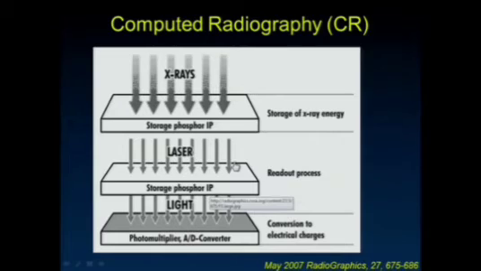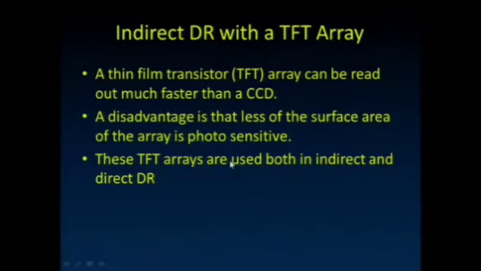We already talked about it. I'm just going to leave the picture there for your reference. Indirect DR with a thin film transistor array. Thin film transistor arrays can be read out much quicker than a CCD array in terms of camera, and I won't go into why that's the case, but that's one of the reasons we like those better, especially on things where a flat panel fluoro system where we need images sometimes in a fairly quick succession to each other.